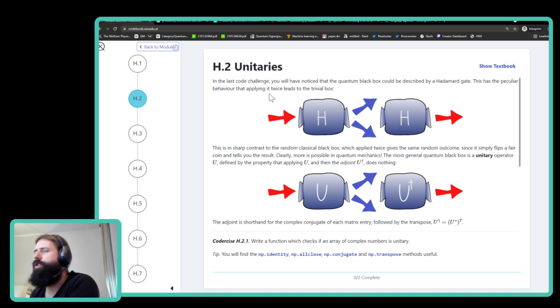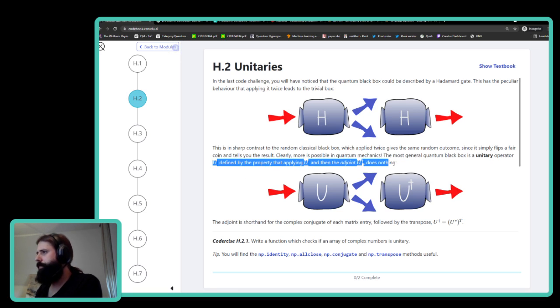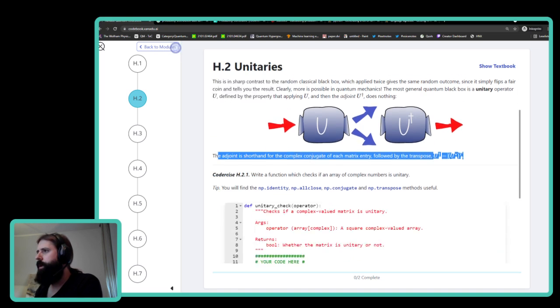I think the previous code challenge was just like shifting things, right? Oh, they probably mean exercise, kind of. This is in sharp contrast to the random classical black box, which applied twice gives the same random outcome, since it simply flips a fair coin and tells you the result. Clearly, more is possible in quantum mechanics. The more general quantum block is a unitary operator, U, defined by the property that applying U and then adjoint U does nothing. The adjoint is shorthand for... yeah, okay.